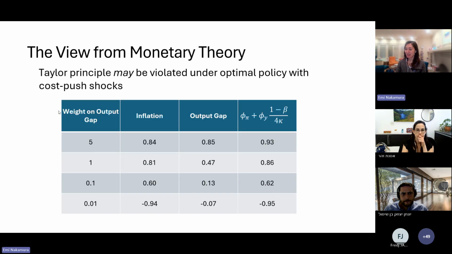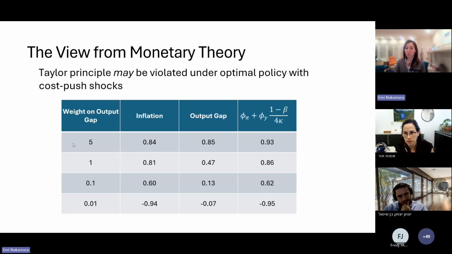The interesting thing that comes out of this: again, a very standard model with cost push shocks, and we know that the monetary policy is optimal, and then we run these Taylor rule regressions, just like I did in the real data a few moments ago. Here in this table, I'm showing you the results from the Taylor rule regression for several different values of the weight on the output gap. You have to make an assumption about how much weight the central bank puts on the output gap objective versus the inflation objective.